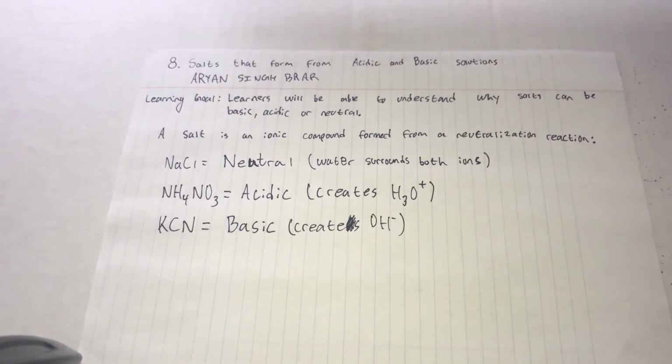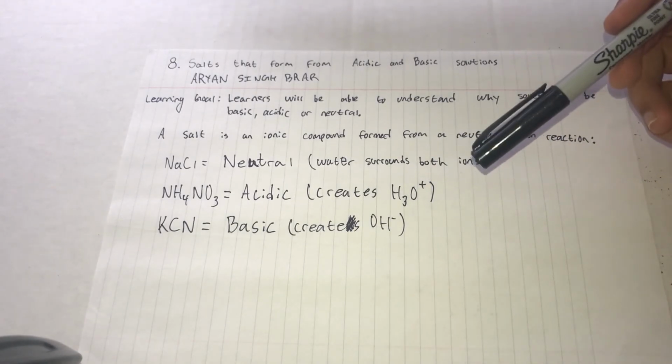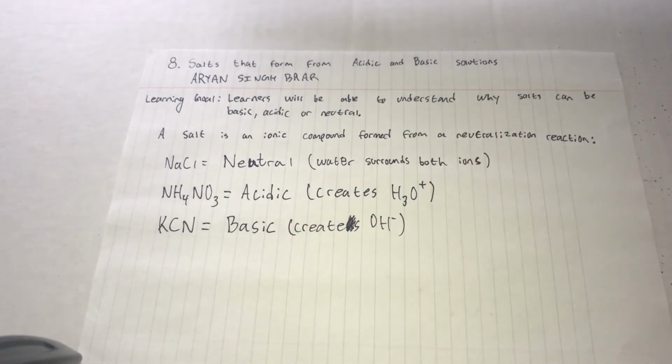But something like ammonium nitrate is actually acidic, and it'll create hydronium in water. And potassium cyanide is basic, and this will create hydroxide in water once it dissociates. That's how salts can actually have acidic or basic or even neutral properties.